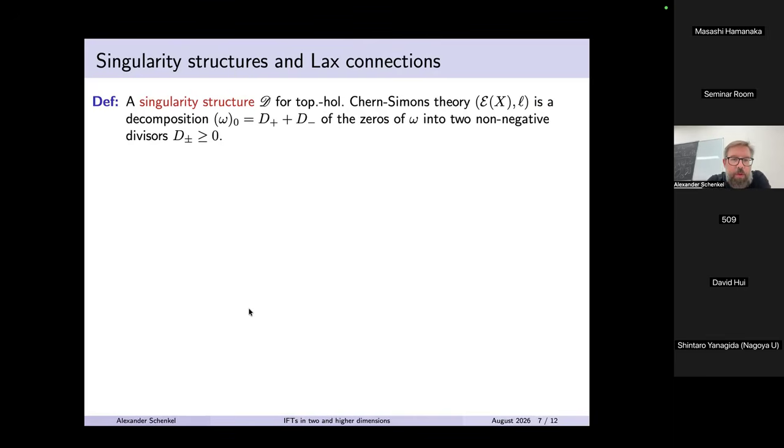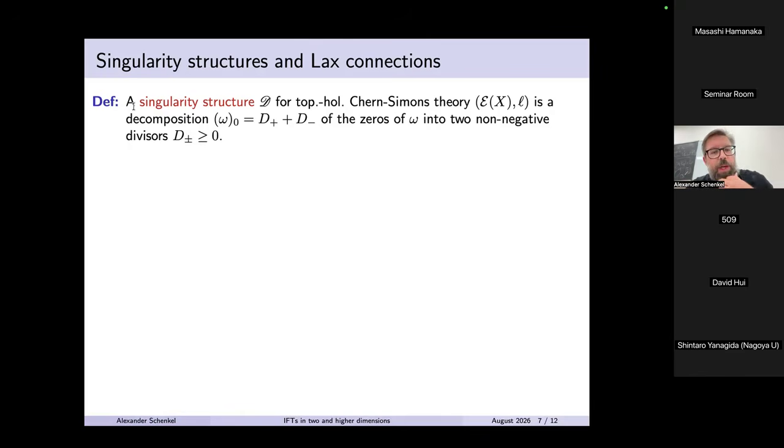Let me say a few words about how this works. So the first thing I want to discuss is singularity structures. So singularity structures, I mean structures which allow the gauge fields to develop singularities. So this is something which happens at the zeros of omega. The zeros of the meromorphic one-form omega, this is where A is allowed to become singular. And I'm now proposing a definition of what I precisely mean by develop singular.